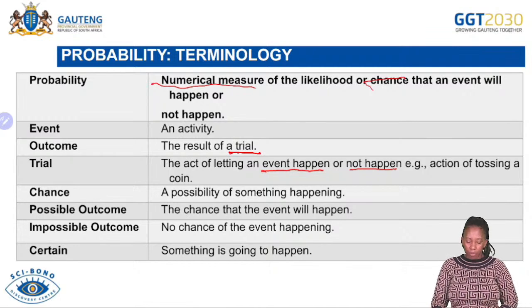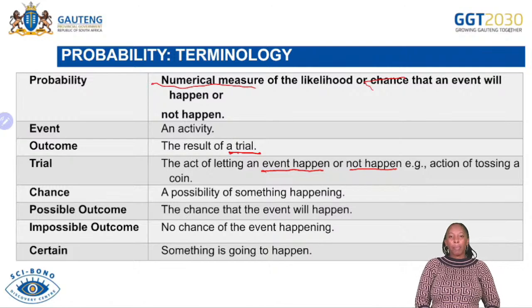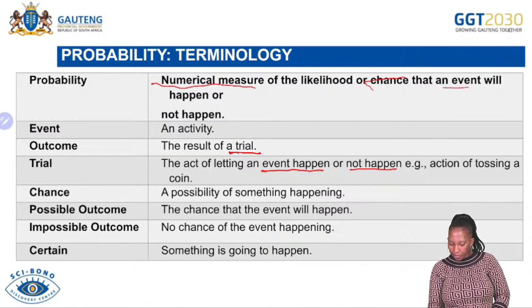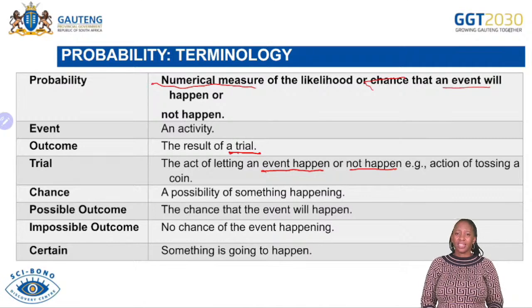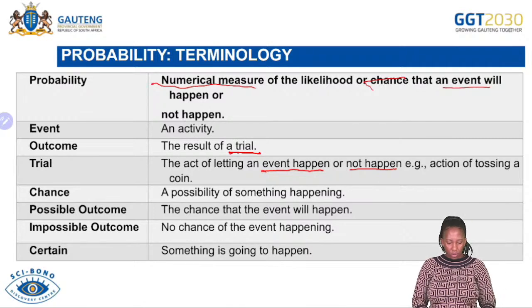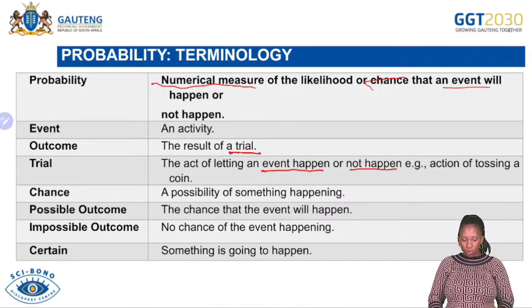And I've already explained to you that when we talk about an event, now we are talking about an activity taking place. So when we say probability is a chance that an event will happen, we say there is a chance that an activity is going to happen, meaning a game is going to be played between the two teams.